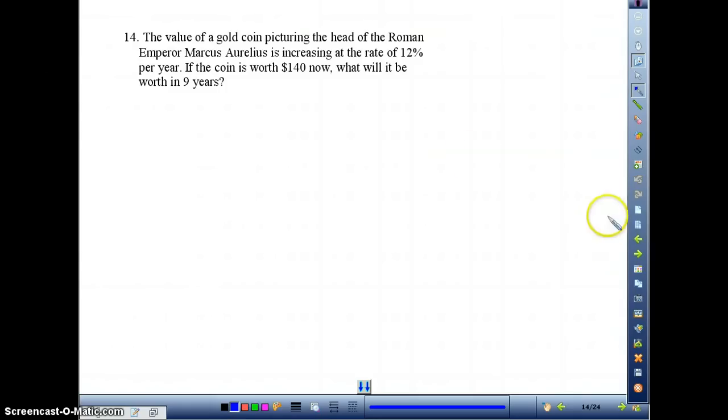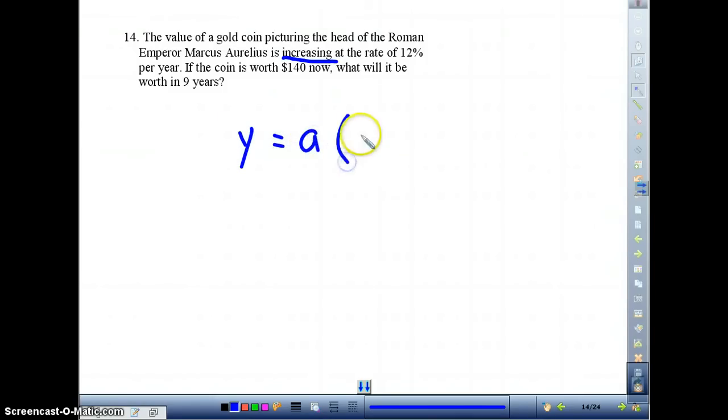The value of a gold coin picturing the head of the Roman Emperor Marcus, I can't even pronounce that, is increasing at a rate of 12% per year. If the coin is worth 140 now, what will it be worth in 9 years? Okay, so this is exponential what? Yeah, it's increasing, so this is exponential growth, which is y equals what? What was that formula? Your current value, your original value, times the quantity 1 plus your rate in decimal form raised to your time.